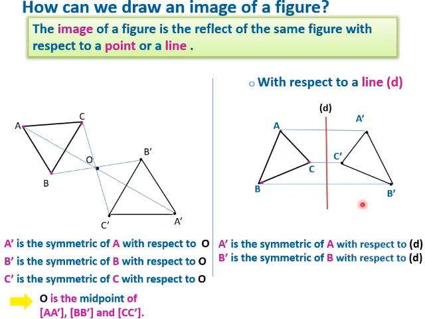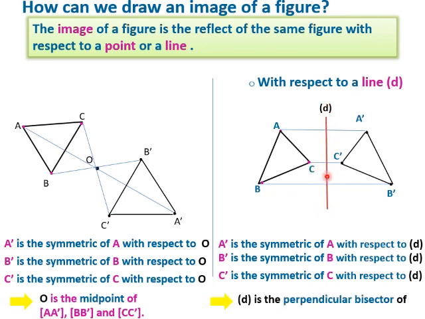A prime is the symmetric of A with respect to line D. B prime is the symmetric of B with respect to line D. And C prime is the symmetric of C with respect to line D. We can notice that line D is the perpendicular bisector of segments AA prime, BB prime, and CC prime.